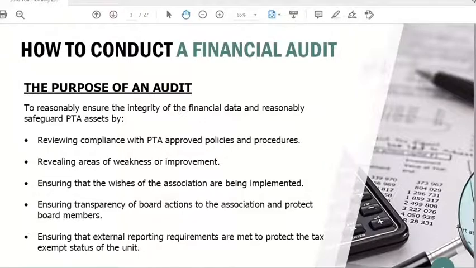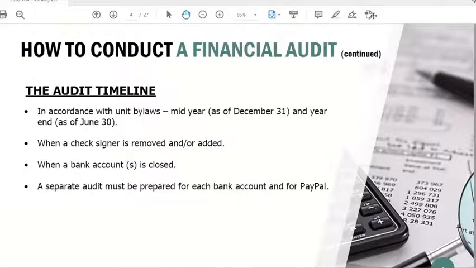Next slide, please. The audit timeline, as in your unit bylaws, there's a mid-year at December 31st and then the end of the year, June 30th. But there may be some in between, and that would be if a check signer is removed or added or a bank account is closed. And also with PayPal, Square, any of those e-commerce, there should be a separate audit prepared for each one of those. Next slide, please.